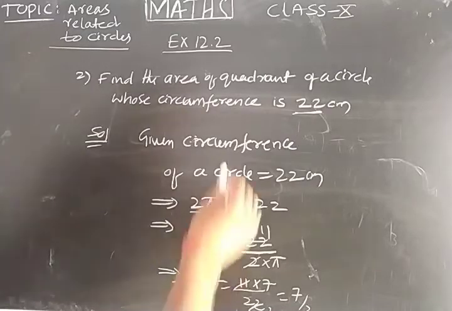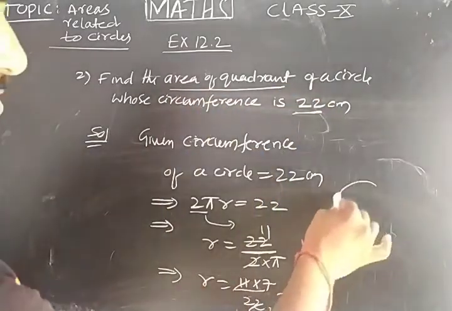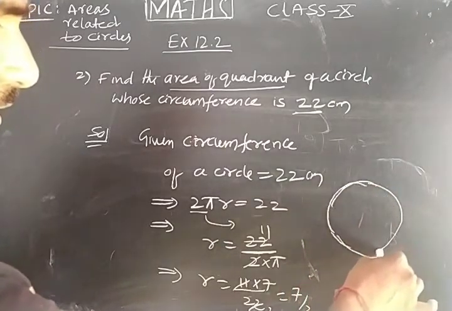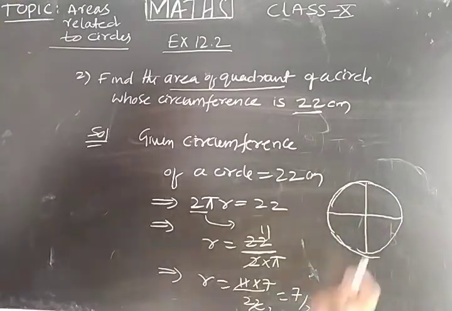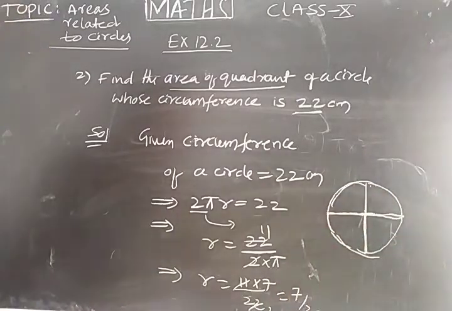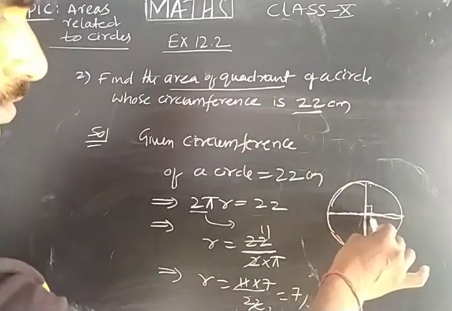Now what are we going to find? We are going to find the area of a quadrant of a circle. Quadrant means, if you divide the circle by two perpendicular lines, then you will get 4 parts. Here each part is known as a quadrant of a circle. These lines are perpendicular, no? So everywhere it is 90 degrees.